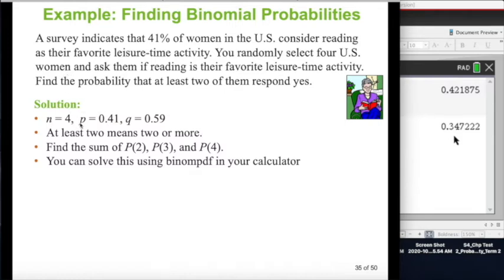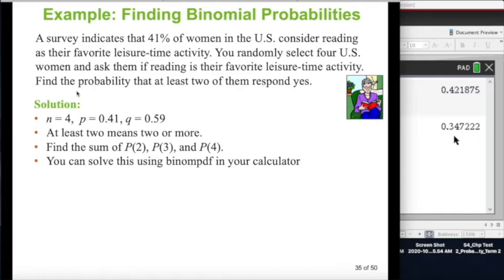The probability of success in this case, women who consider reading as their favorite leisure time activity, is considered a success. So the probability of success is 0.41. Yeah, this one here. And therefore, the probability of failure is equal to 1 minus 0.41. That gives you 0.59.